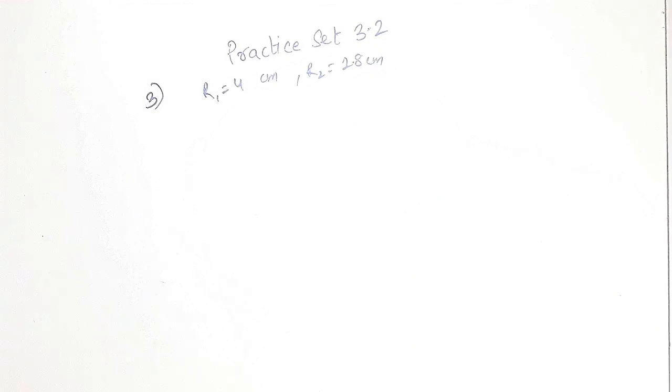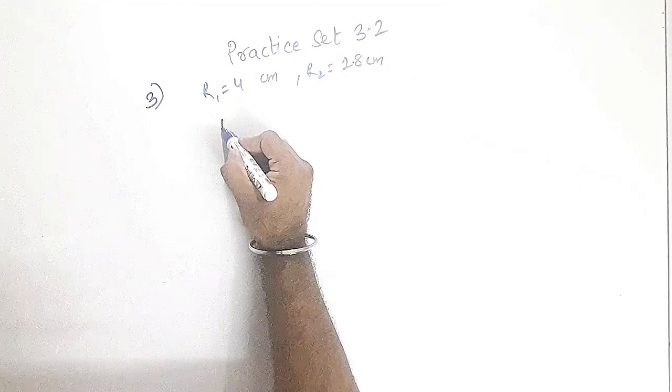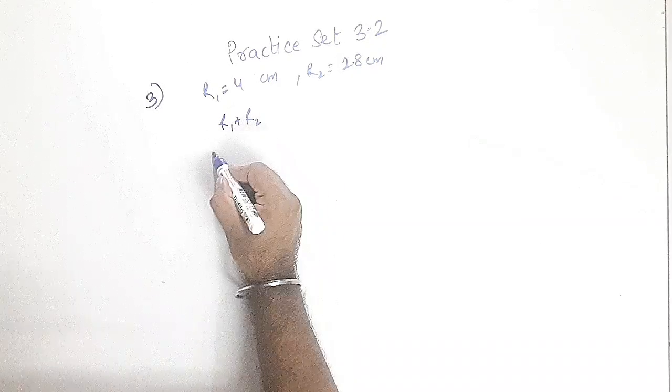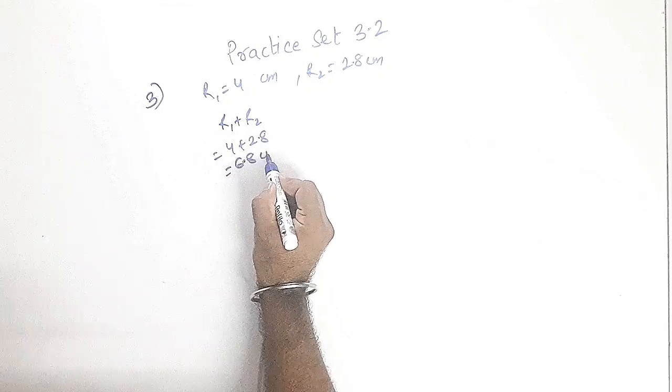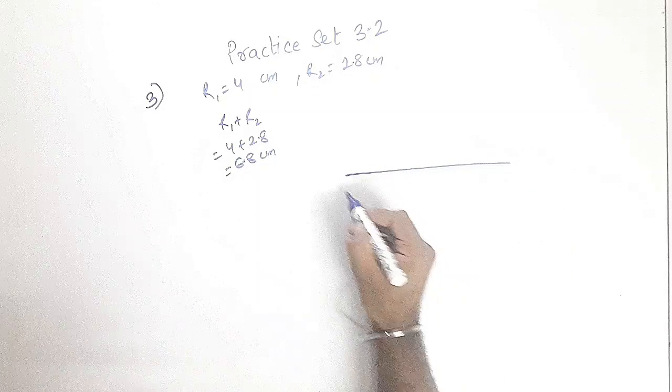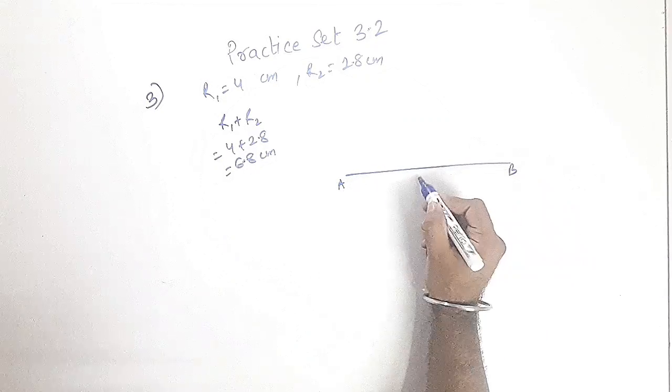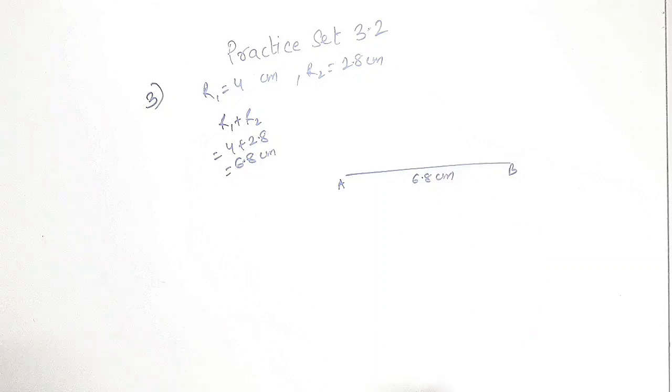The third one is construction where R1 is 4 centimeter, R2 is 2.8 centimeter. What they have asked is, you have to draw two types of circles. One is externally touching and one is internally touching. How will you draw? You know R1 plus R2. First I'll do it for externally touching: 4 plus 2.8, that is 6.8. So I'll draw a segment AB of 6.8 centimeter.